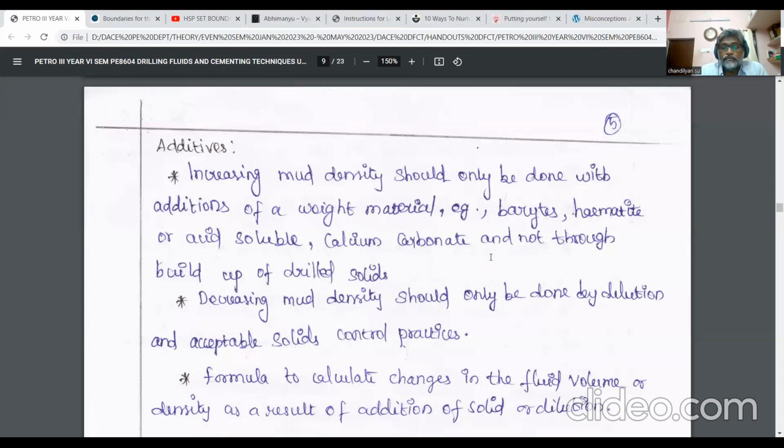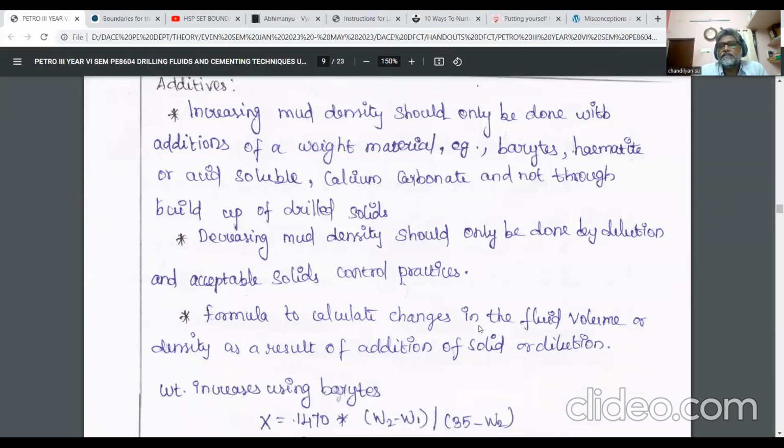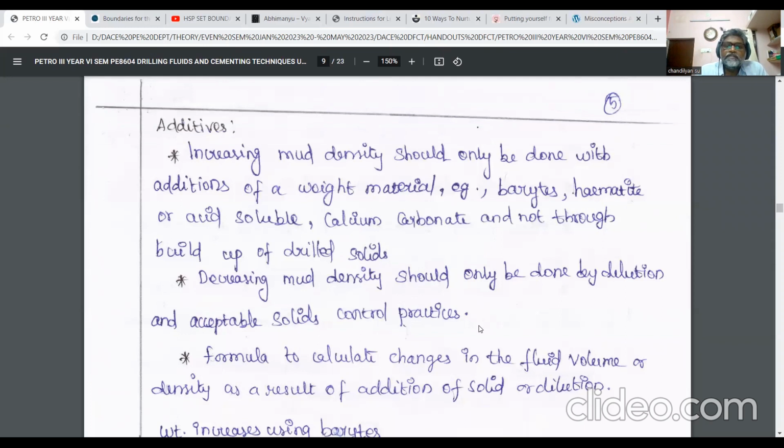Or if somebody says they are not okay with the thick coffee, high density coffee, high weighty coffee, then you have to add hot water so it gets dilute. Same is the case with the drilling fluid. Decreasing mud density should only be done by dilution and applying solid control practices. You can also reduce the solids by checking the consistency and removing the solids content available. Then you can also decrease the mud density. But the general practice is by dilution. Increasing is by weight addition. Decreasing the density is by dilution.